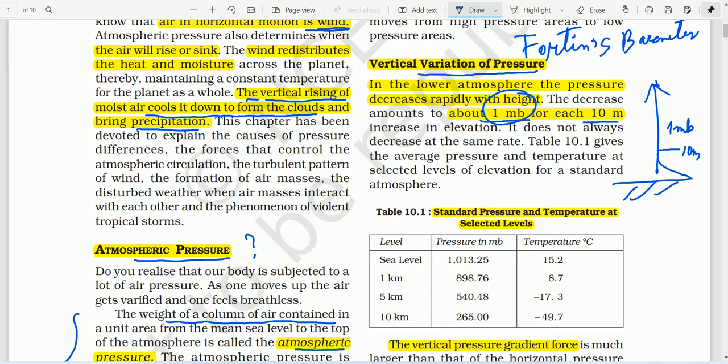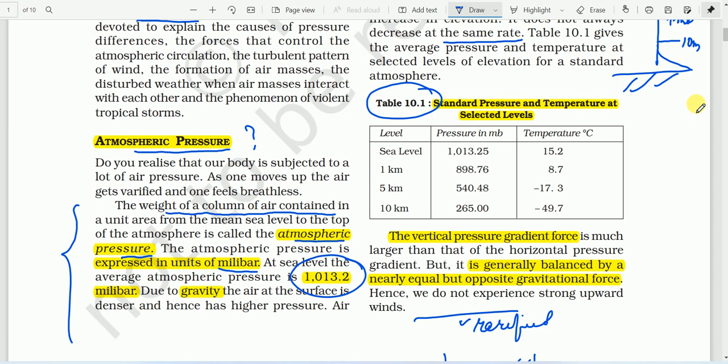Throughout the atmosphere, it does not always decrease at the same rate. Table 10.1 gives the average pressure and temperature at selected levels of elevation for the standard atmosphere. At sea level, the atmospheric pressure is 1013.25 millibar and the temperature is 15.2 degrees Celsius. At 1 kilometer, the pressure is 898.76 and the temperature is 8.7 degrees Celsius.